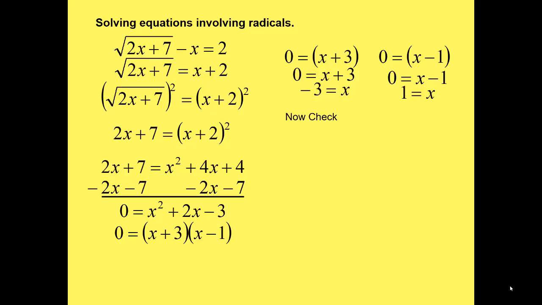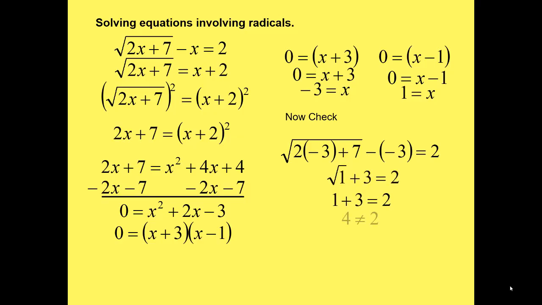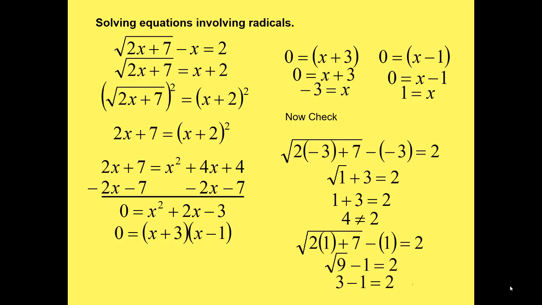Now, you do have to check the solutions, and you check them in the original equation. So plugging in -3, if I simplify that, I get 1 plus 3 is equal to 2, and that is not a true statement, so negative 3 doesn't work. Plug in the 1. 3 minus 1 is 2, so that one does work. So when you put your solutions in your homework or on your test, you make sure that you do not put x equals negative 3 as one of the solutions.